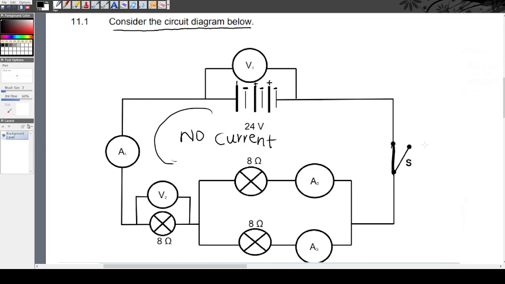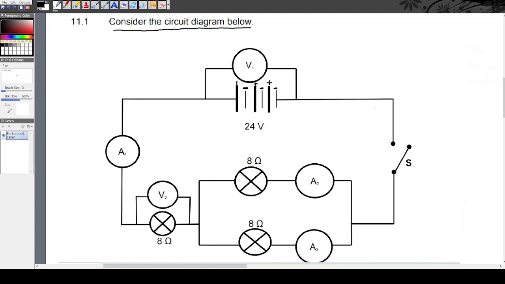If the switch is open, this is an open circuit. It means the switch is open. There can never be a current flowing around the circuit, because there is no path for electrons or for charges to go through. I hope it makes sense. When the switch is open, no current, meaning no flow of water. Water cannot flow from this side to that side. So there's no current.